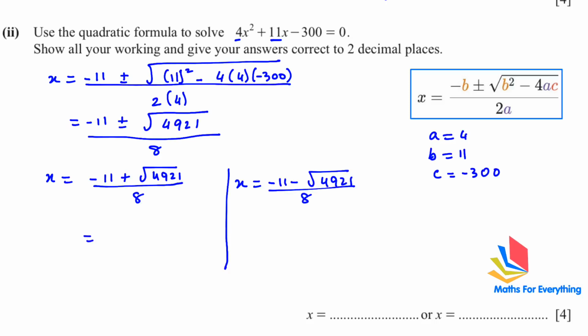Let's write this as a decimal now. We'll get 7.393. Rounding it to 2 decimal places will give us 7.39. And this will give us negative 10.14. So rounding it to 2 decimal places is negative 10.14. We can just leave it like this. So we are done with this question.